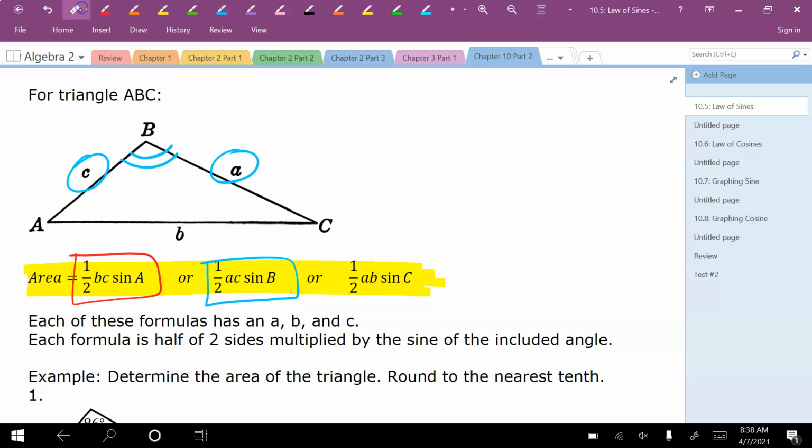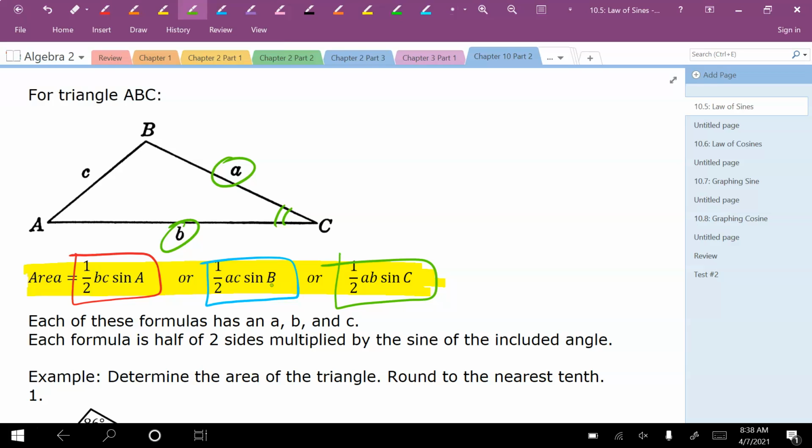And then finally you can do the same thing with angle C. If I'm looking at angle C down here, I'm using sides A and B to set up my equation. Now all the equations look the same: a half times those two sides times the sine of the angle that you're basing it off of. It just depends on what pieces from the triangle you pull when you're trying to find area, based on what they give you.